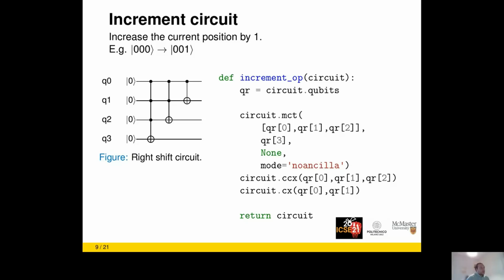It is worth mentioning the function MCT, which is used to construct multi-controlled NOT gates with more than 2 controls. Here we can specify the controls, the target, and then the mode, which in this case is no ancilla. It is the mode to construct the multi-controlled Toffoli gate, as we will see also in the next slides.